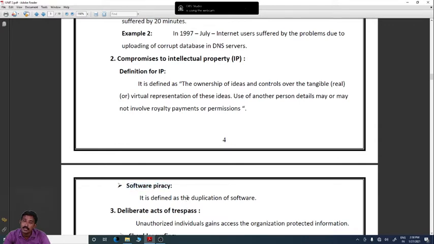I think everyone knows that vendor applications have licensed authorizations. But now we also have cracked versions. That is called software piracy. That means it is a duplication of the software.